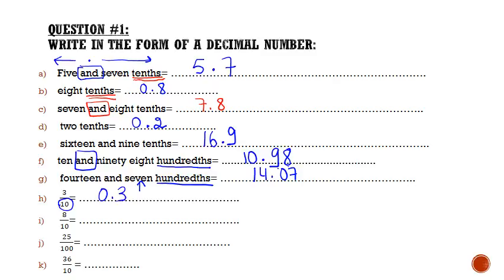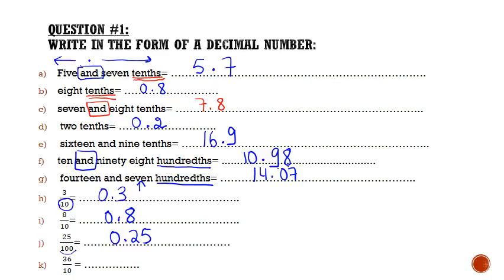Ali? 0.8. Excellent. Amjad? I have 25/100. I have 100 in the denominator, which means I have 2 digits in the decimal part. 0.25. Excellent. That's it. They are the 2 and the 5.